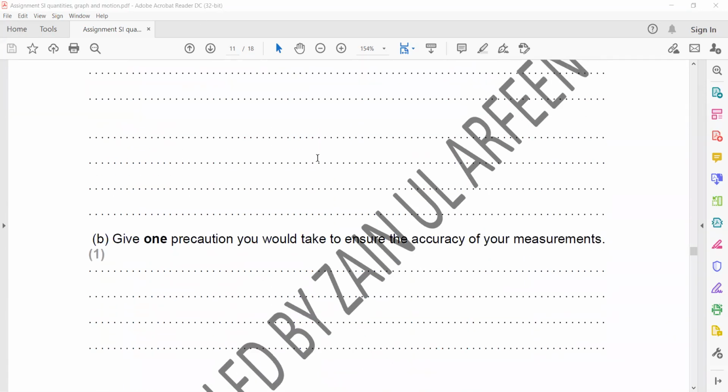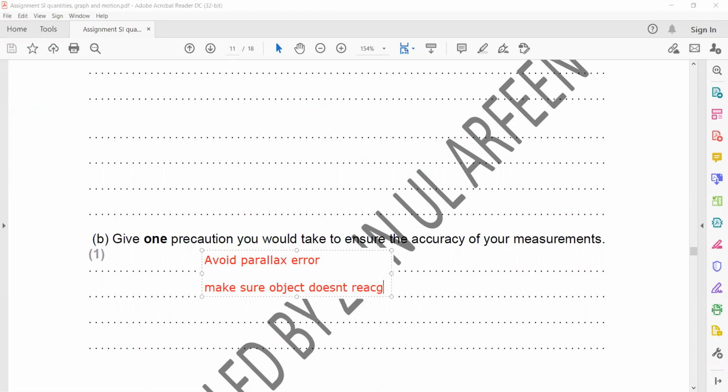Give one precaution you would take to ensure the accuracy of the measurement. According to the procedure, we will avoid a parallax error when measuring the length, and we will make sure that the object does not reach terminal velocity.